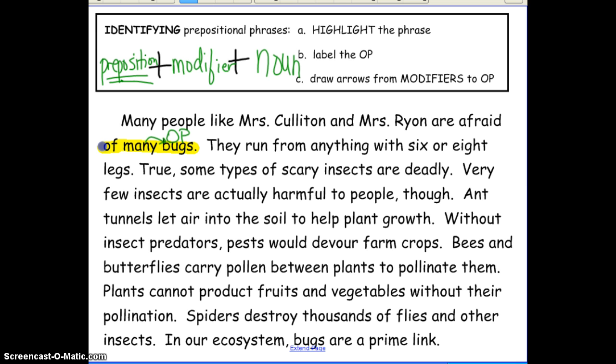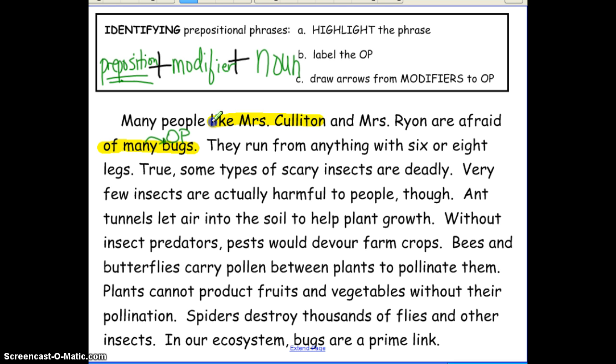Cameron? Like. Very good. Now, like is a tricky one because like can be a verb, like I like bacon. But it can also be a preposition. So we have to see, is it a preposition? If it is, I should find a noun after it. So Cameron, what's it saying? Like what? Like Mrs. Culleton.